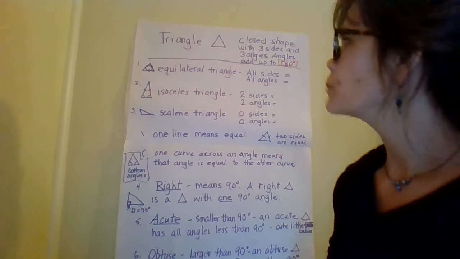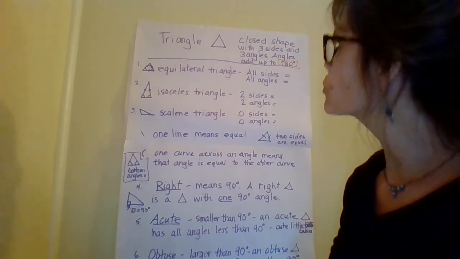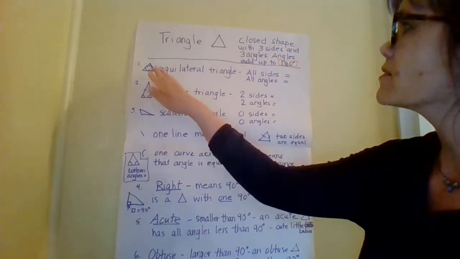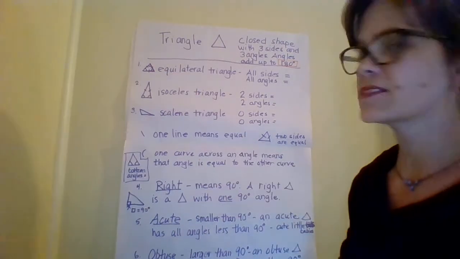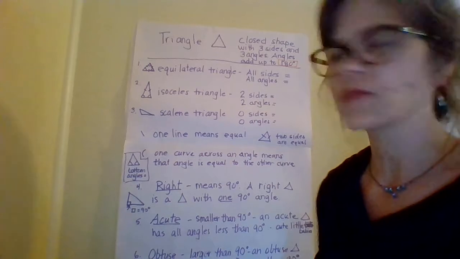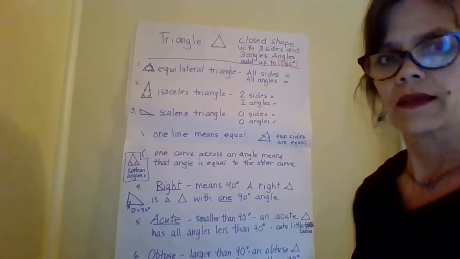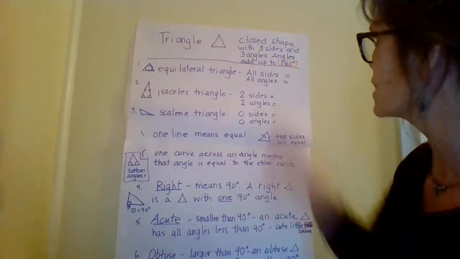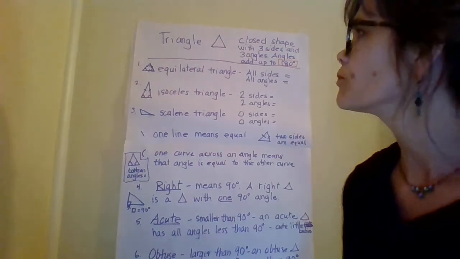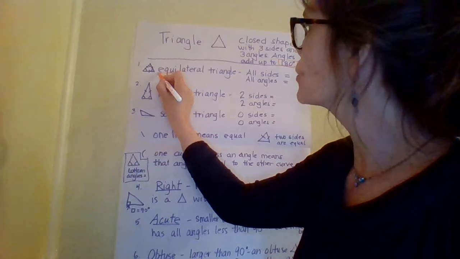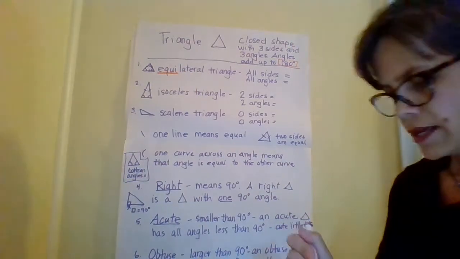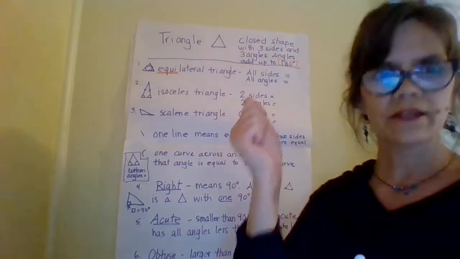And one type of triangle is an equilateral triangle. And that means that all three sides are the same exact length and all three angles are the same exact size. So all sides are equal, all angles are equal. And the thing that helps me remember on equilateral triangles is the equa part. They're all equal.